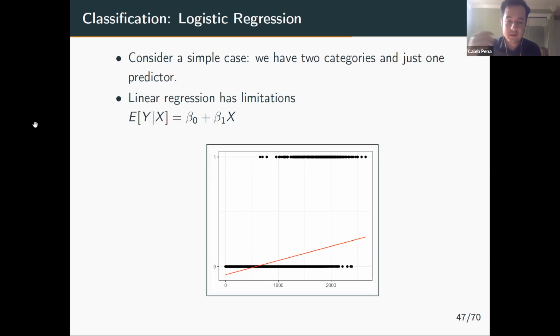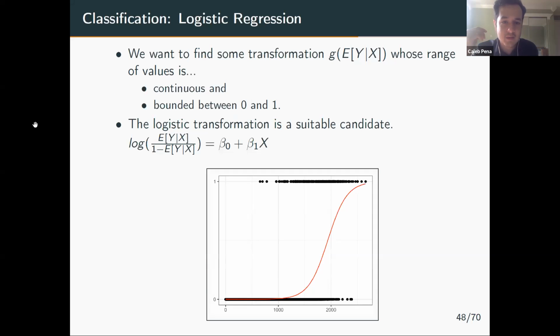On the other hand, if we go to the next slide, we can see what happens when we try to apply a transformation to the response variable. Our goal is to be able to find some transformation that binds the response between 0 and 1 and that is continuous. If we can accomplish that, then we can essentially interpret the results of the model as a probability. And that lets us do classification.